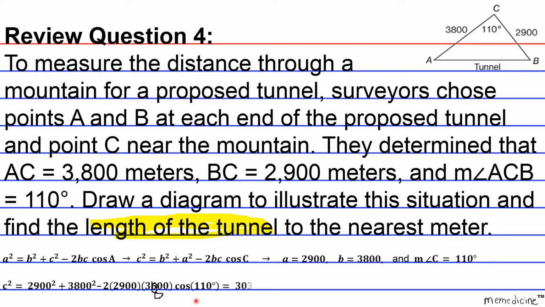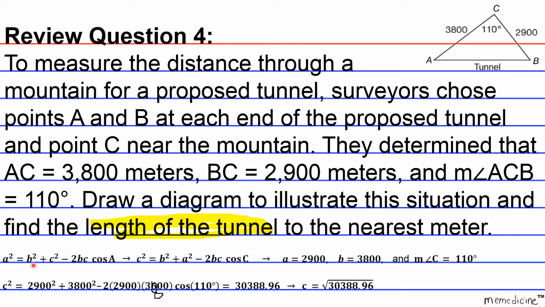When you plug that into your calculator, unless you're able to figure this out in your mind, which is excellent, you're going to get 30,388.96, and the units are meters squared, although it's not indicated here. This is the value of c squared. We want to know the value of c, and in order to do that, we have to take the square root of both sides of the equation.